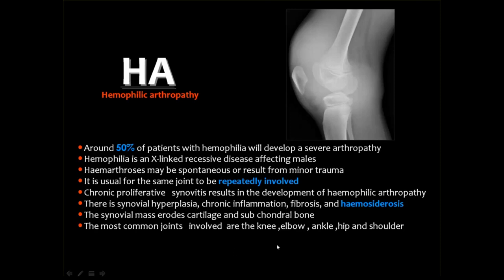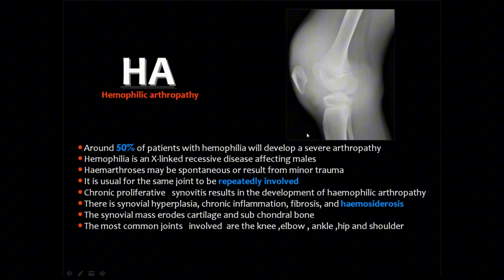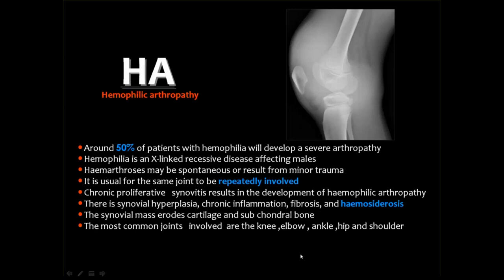Then it is usual for the same joint to be involved multiple times by intra-articular bleeding. Synovial hyperplasia and chronic inflammation with fibrosis, as well as hemarthrosis, are the underlying pathologic findings of this particular type of arthropathy. And synovial masses will erode the cartilage and the subchondral bone. The most commonly affected joint is the knee, then the elbow, ankle, hip, and shoulder.